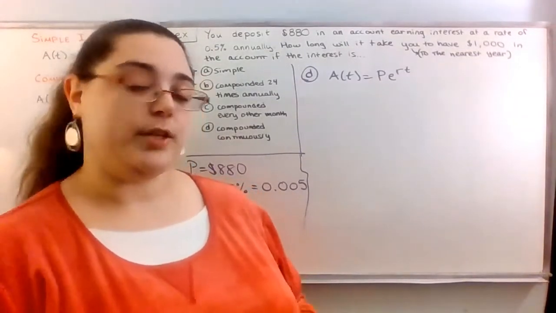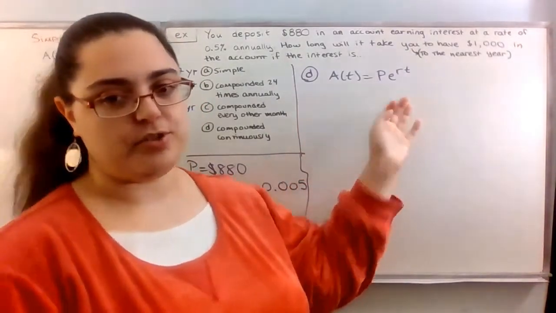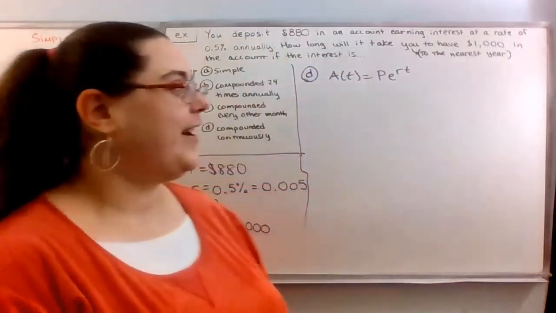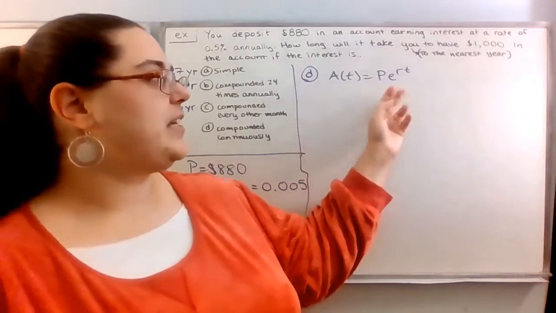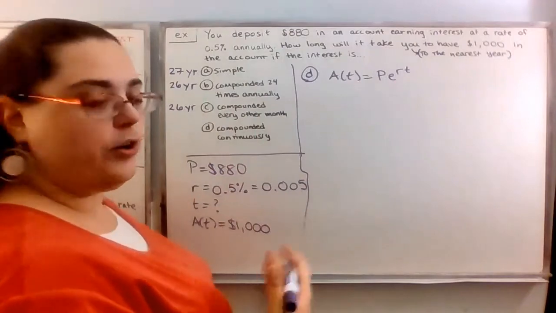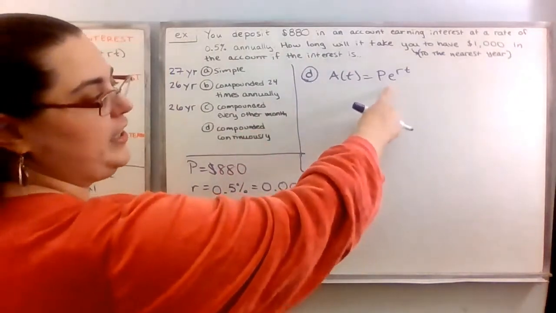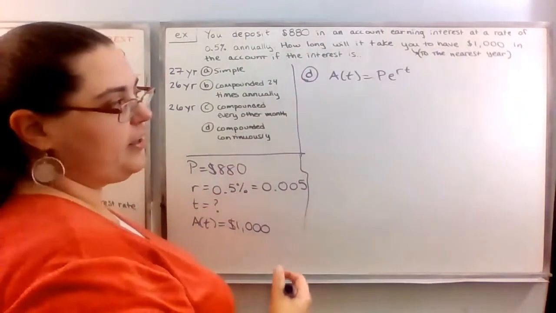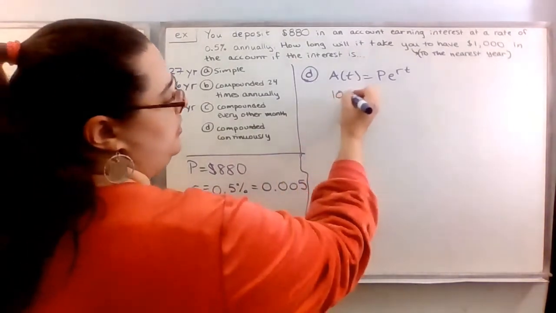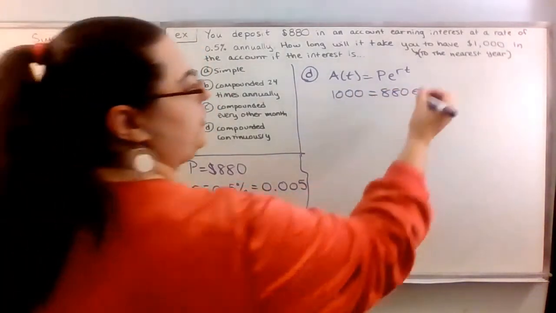For part D, if I'm going to be compounding interest continuously, that means I'm going to be using the continuous compounded interest formula, which was our third one listed over here. This is the one that spells out PERT, right? So we have the principal times e raised to the rt power. I'm going to substitute in the same values as before. Notice for continuous interest, we no longer have that k in our formula. That's because the e comes from the origin of k going to infinity. So we're going to have $1,000 is equal to 880 e to the 0.005 t.